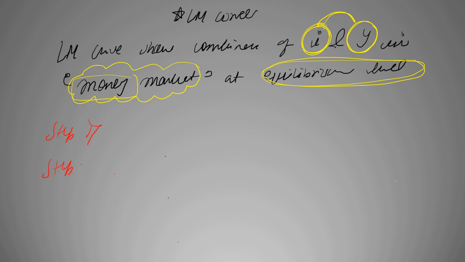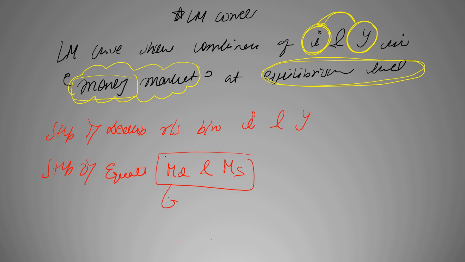So our step 1 is to develop a relationship between interest rate and output or income, right? And second is to equate MD and MS, because your money market is in equilibrium when MD is equal to MS, right? Now let's start with the first step.